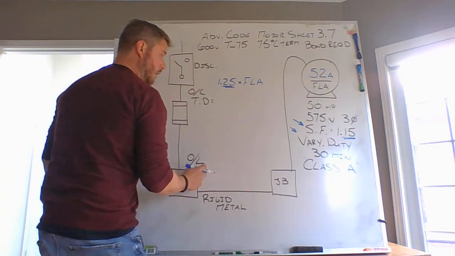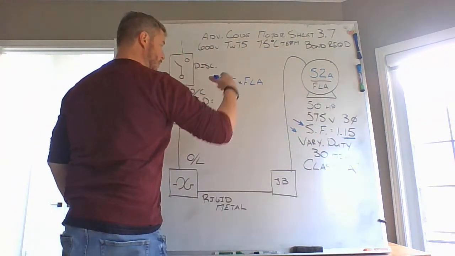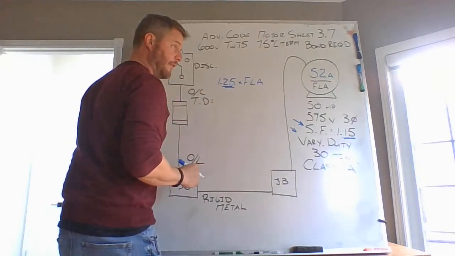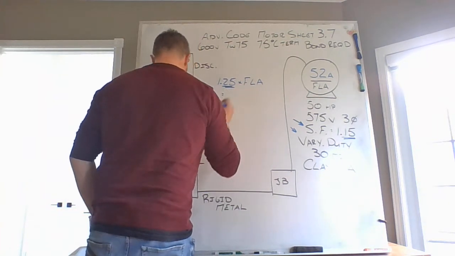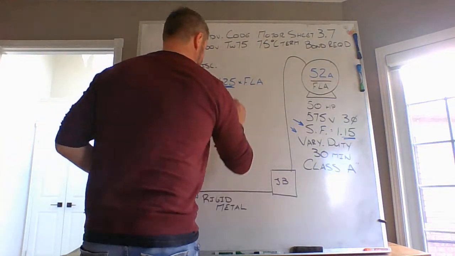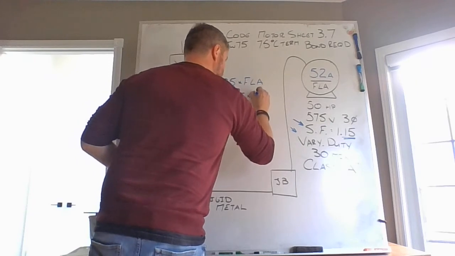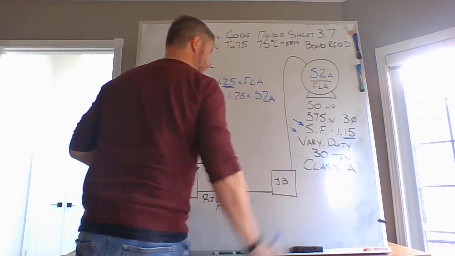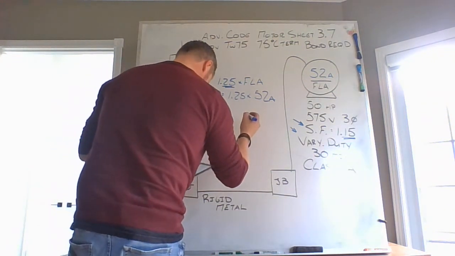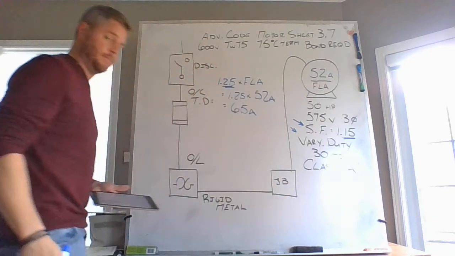So to size my overloads, I'm going by my service factor of 1.15. That gives me a multiplier coming from the code book of 1.25 of my full load current rating. At that point in time, my overloads should have a set rating of 65 amps. So that would be 1.25 times 52 amps as an FLA. My overload rating should be set for 65 amps.